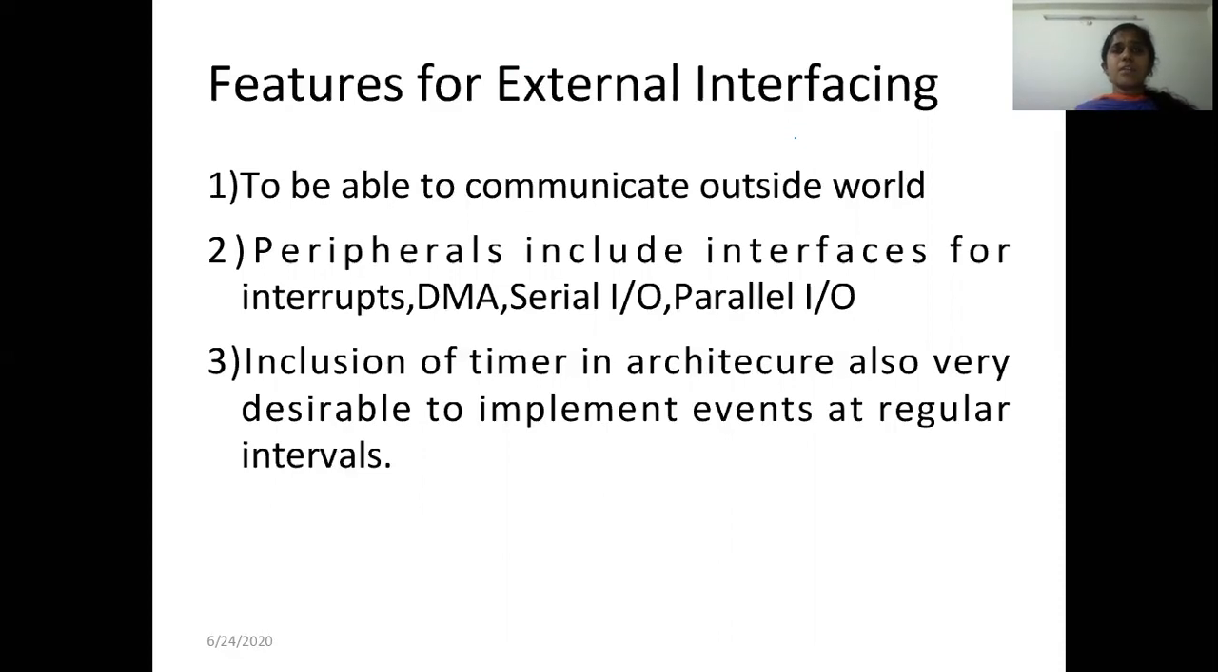The peripherals include some interfaces for interrupts. Obviously, if there is any signal coming to the digital signal processor, it will be treated in between. If the operation is interrupted in between, we call it an interrupt. They also include direct memory access, serial input output, and parallel input output. These are all the interfaces that the peripherals include.